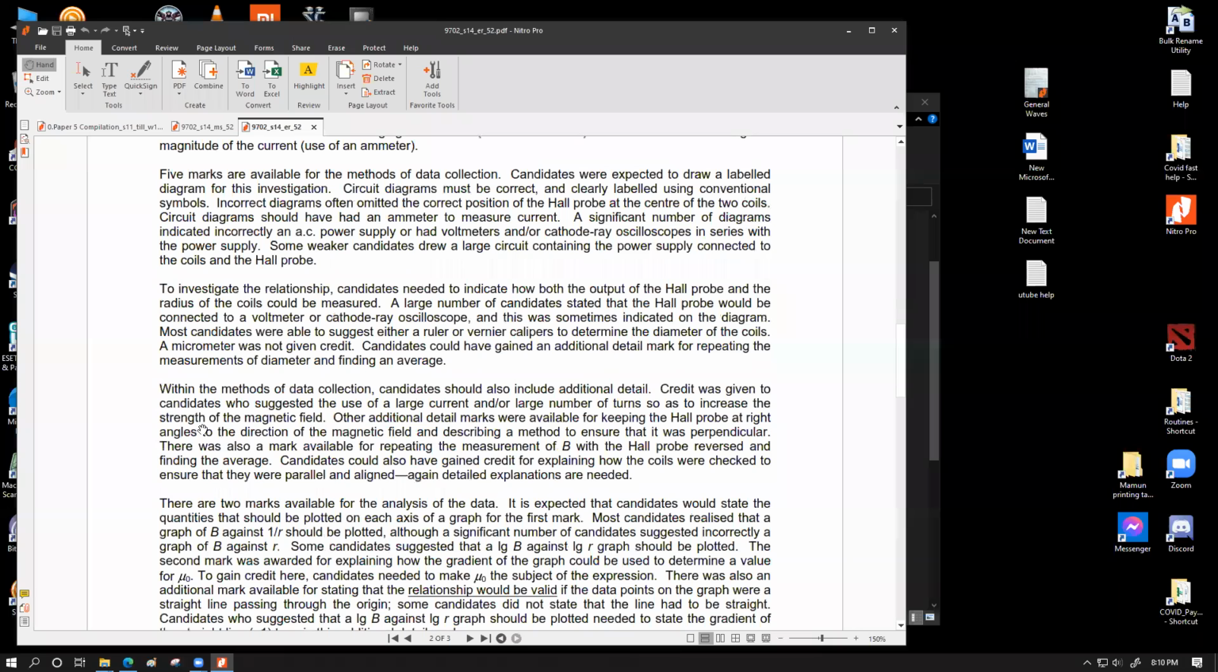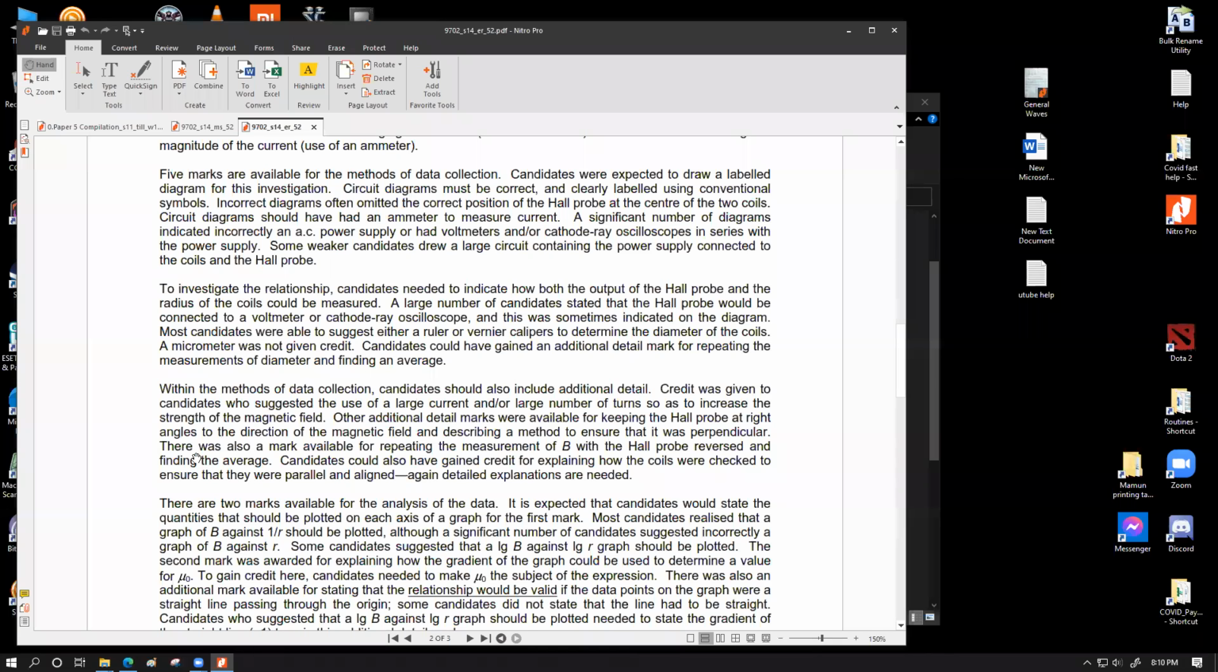Within the methods of data collection, candidates should also include additional detail. Credit was given to candidates who suggested the use of a large current and/or large number of turns so as to increase the strength of the magnetic field. Other additional detail marks were available for keeping the Hall probe at right angles to the direction of the magnetic field and describing a method to ensure that it was perpendicular.